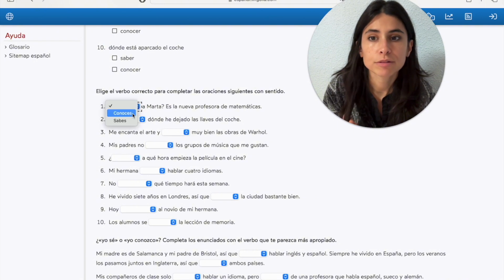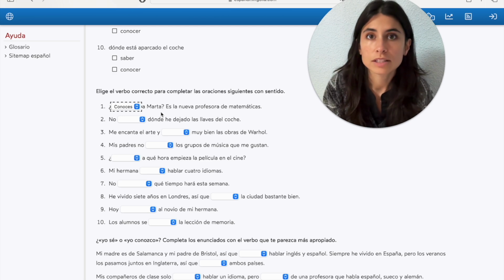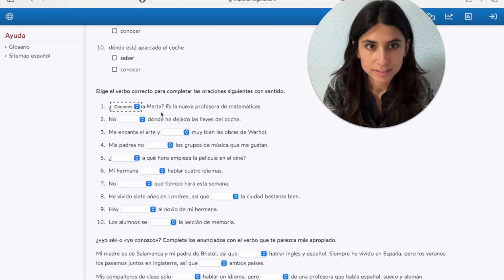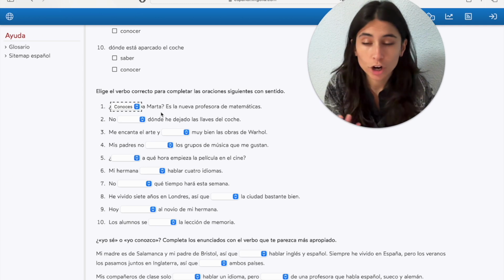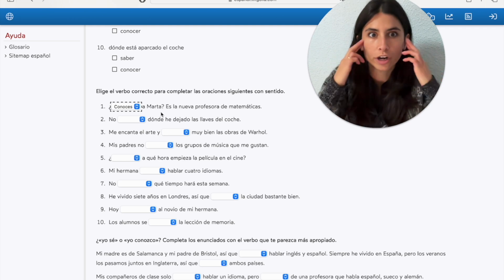So in this case, it would be, ¿conoces a Marta? Why? Because you know her, as in familiarity. Are you familiar with her? Do you have a notion of her? It's not like, do you know her concept? Do you know her intellectually?